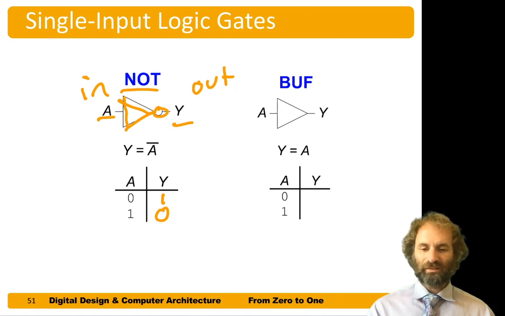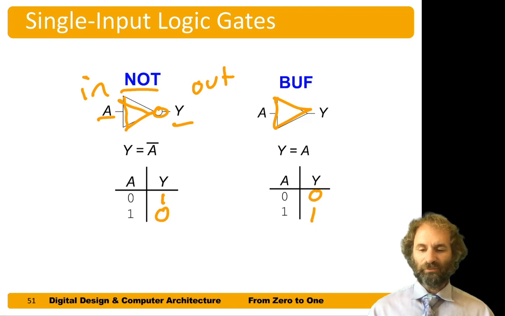The other single input logic gate is called a buffer, and the output just follows the input. If we put in a 0, we get out a 0. If we put in a 1, we get out a 1. So the Boolean equation is Y equals A.